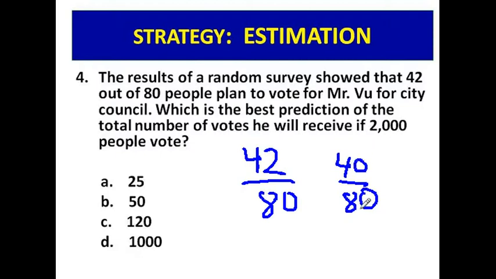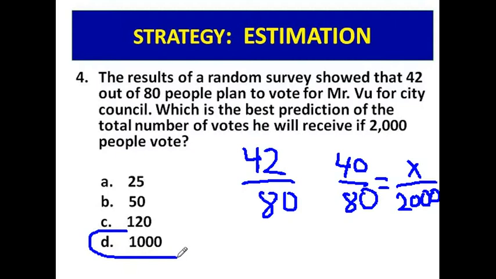And if we're trying to figure out the number of people that would vote for Mr. Vu, if 2,000 people vote, well, 2,000 is our whole. We're trying to figure out the part that would vote for Mr. Vu. And if it's going to be a ratio of 1/2, one person for every 2 vote for Mr. Vu, then I know that the number here that would vote for Mr. Vu would be half of the 2,000, or 1,000 people.